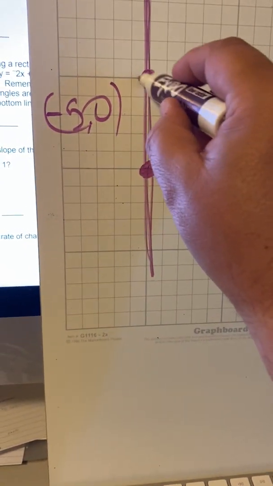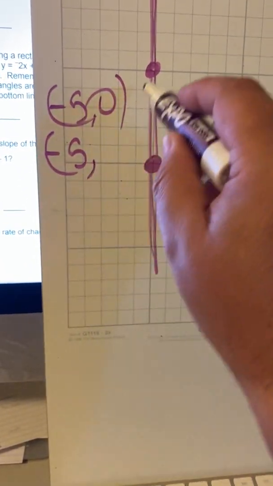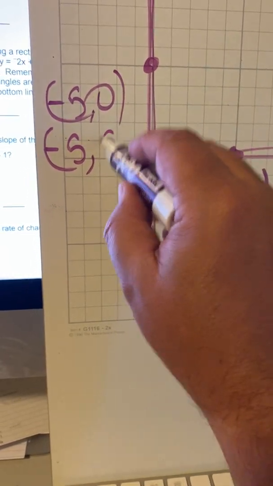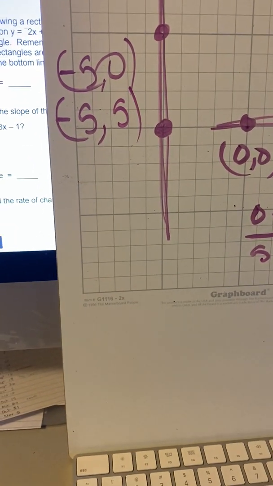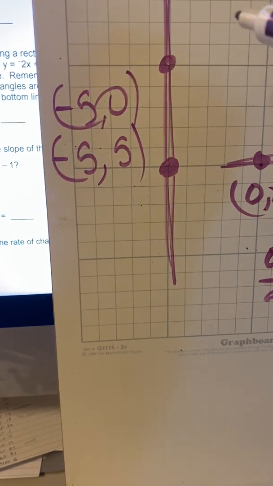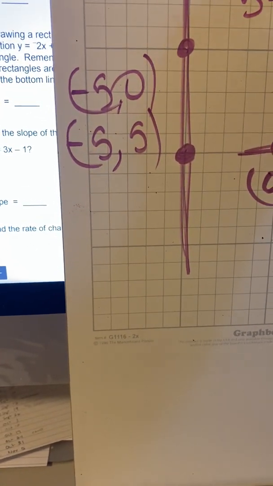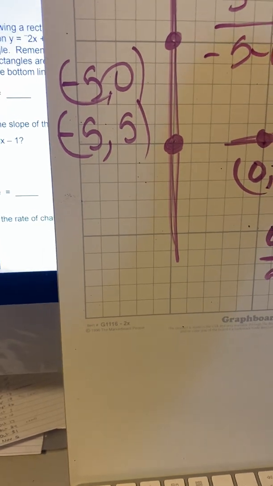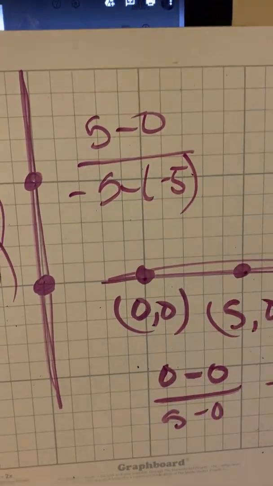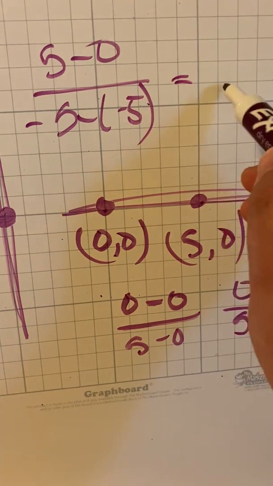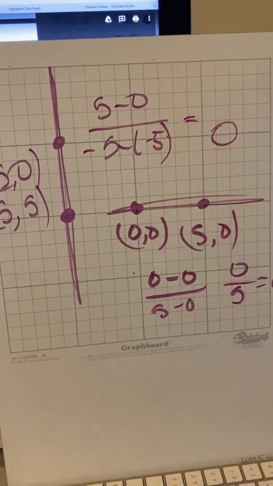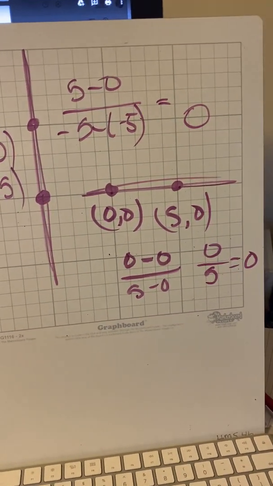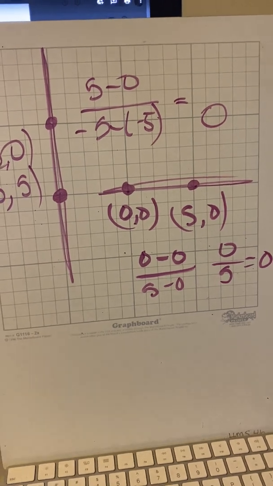And I use this one, which is negative 5, 5. And I put these into the slope formula. I have, let's go, 5 minus 0 over negative 5 minus a negative 5. Automatically, I see my denominator is 0. Bad. You cannot have a denominator of 0. You can't divide by 0.